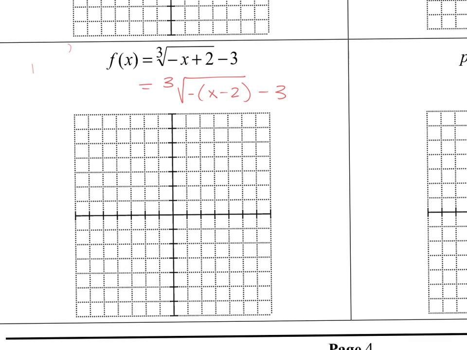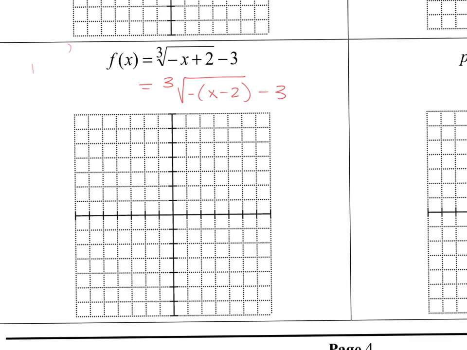Now, here's the thing, and this is specific to odd degree roots. That negative on the inside of the cube root could as easily be on the outside. Why? Because what's the cube root of a negative number? Negative, right? So that negative on the inside could be moved to the outside, and the effect would be the same on the graph, okay? The effect would be the same on f of x.